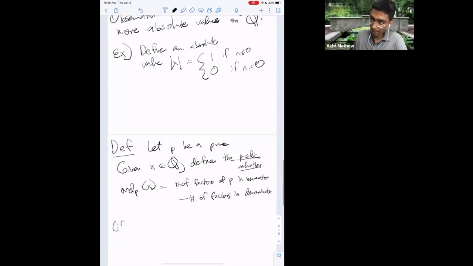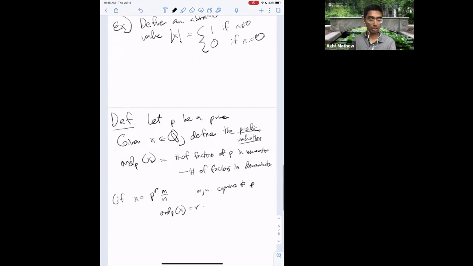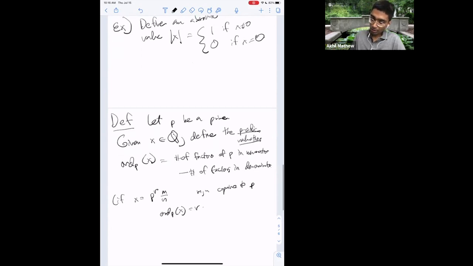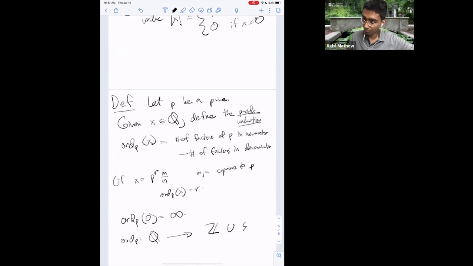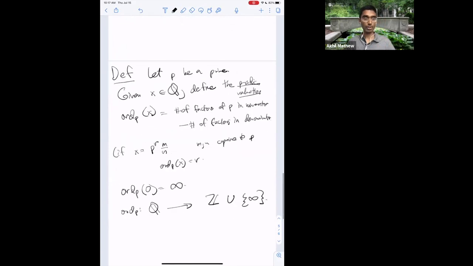So in other words, you can always write x as some power of p, p to the r, times m divided by n, where m and n are coprime to p. Then the p-adic valuation is equal to r. So ord p of x is some integer, and by convention, we say that ord p of 0 is equal to infinity. So ord p is a function from the rational numbers to the integers union infinity, called the p-adic valuation.